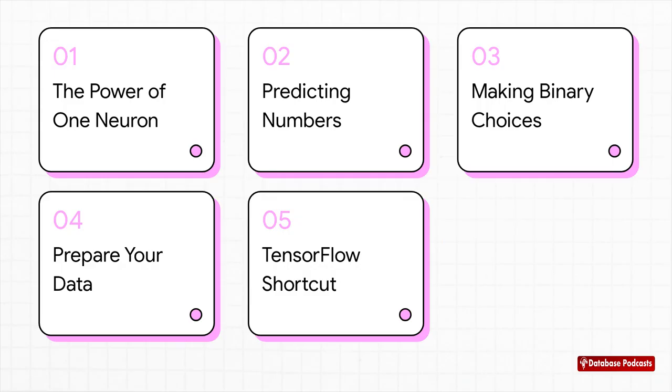So here's how we're going to break it down. We'll start with what a neuron actually is, then we'll see how it can predict numbers and make simple choices. After that, we'll cover the super important step of prepping your data, and then we'll look at the modern shortcut that makes all of this way easier than you'd think.